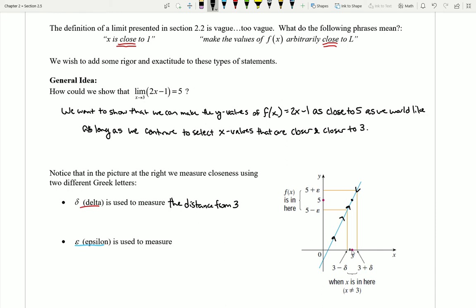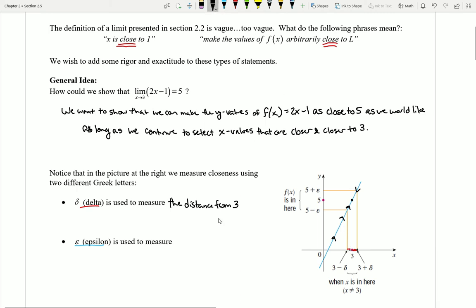So you can see over here, I have 3 plus delta would land me at some other value down here on the x-axis. So delta in my picture is actually this gap that exists right here on either side of that little dot.